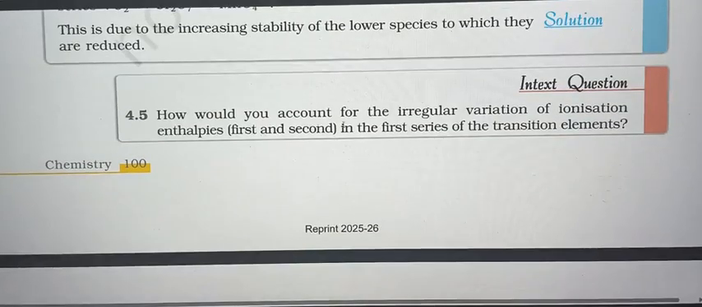Now they're telling about the irregular variation of ionization enthalpies in the first series of transition elements. We expect it to be a proper trend. Generally, along the series, ionization enthalpy will be increasing only, because as you go along the period, atomic size will be reducing, though the orbitals will be the same.